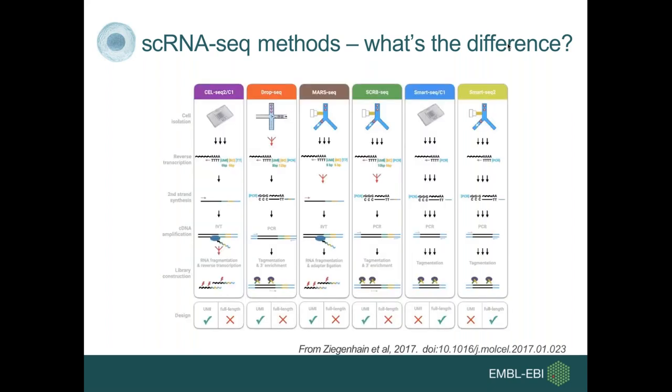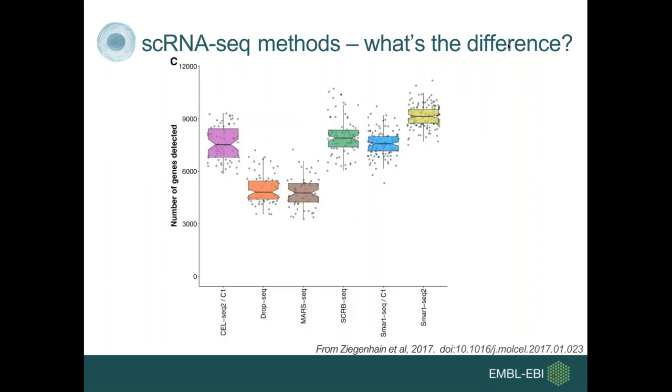There are actually several recent studies available which directly compare several different protocols. And here's a figure from one of them, where Ziegenhain et al. compared five different protocols on the same sample of mouse embryonic stem cells. By controlling for the number of cells as well as the sequencing depth, the authors were able to directly compare the sensitivity, noise levels, and costs of the different sequencing protocols.